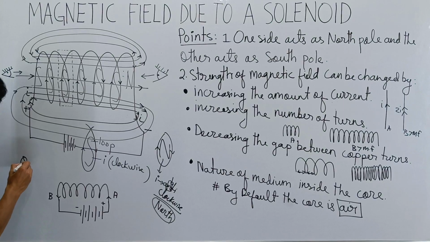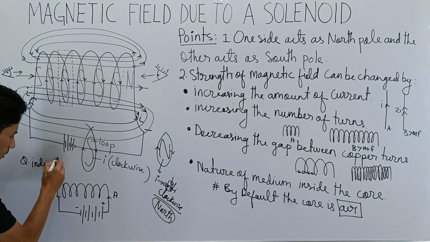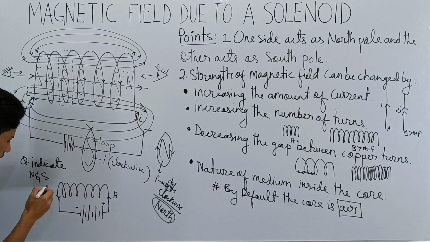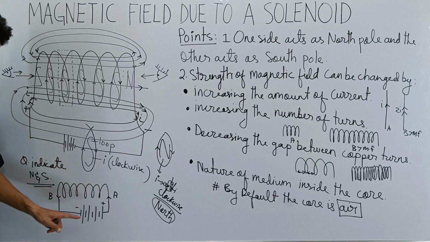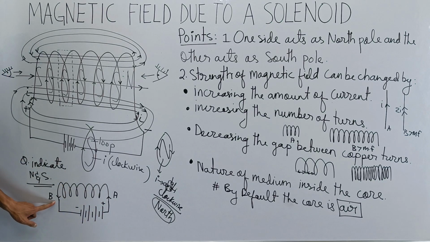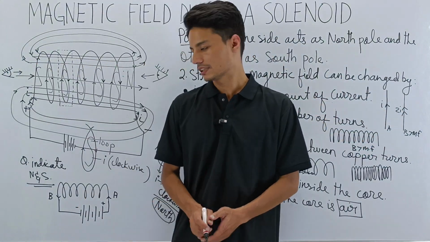So the question is, indicate north and south on this solenoid. Is A north or is B north? Indicate north and south. Kindly comment the answer in the comment box.